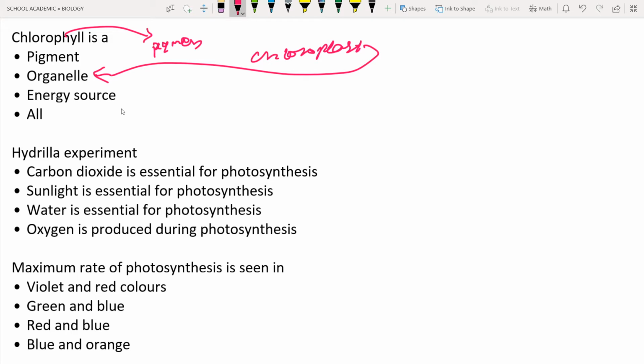Chlorophyll is not an energy source. Why? Because chlorophyll helps produce glucose molecules by a process known as photosynthesis, but chlorophyll will not act as an energy source. So this option is not correct. If one option is correct, it is confirmed that this option is also wrong. This option is organelle, so we cannot take it. So the remaining option is pigment. Yes, chlorophyll is the pigment, which is the correct answer.